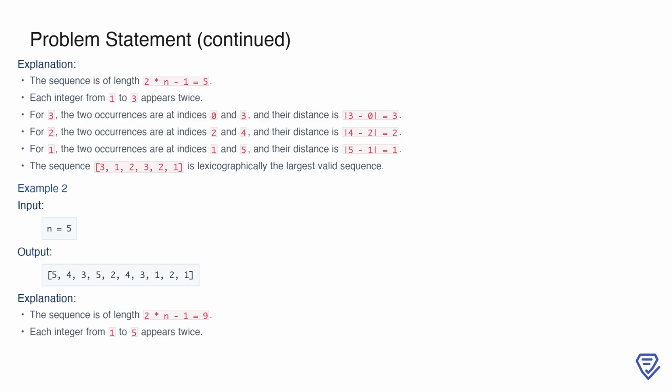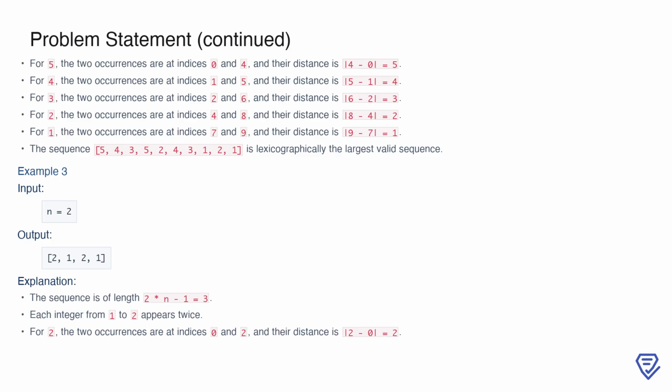The number 3 appears at indices 0 and 3, and the distance between these positions is 3, which satisfies the condition. Similarly, the number 2 appears at indices 2 and 4, with a distance of 2, and the number 1 appears at indices 1 and 5, with a distance of 1. Therefore, all the conditions are met. Additionally, this sequence is the lexicographically largest valid sequence for n equals 3. To see why, note that the number 3 was placed first, making it the largest possible starting number.